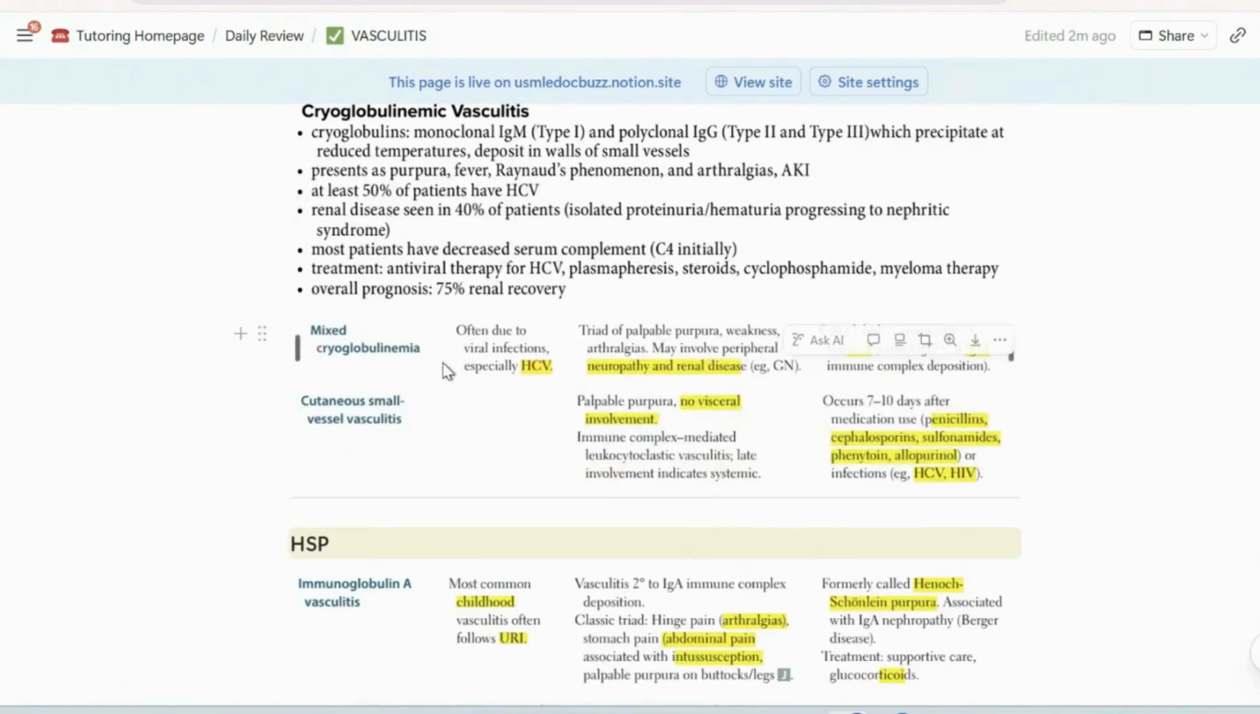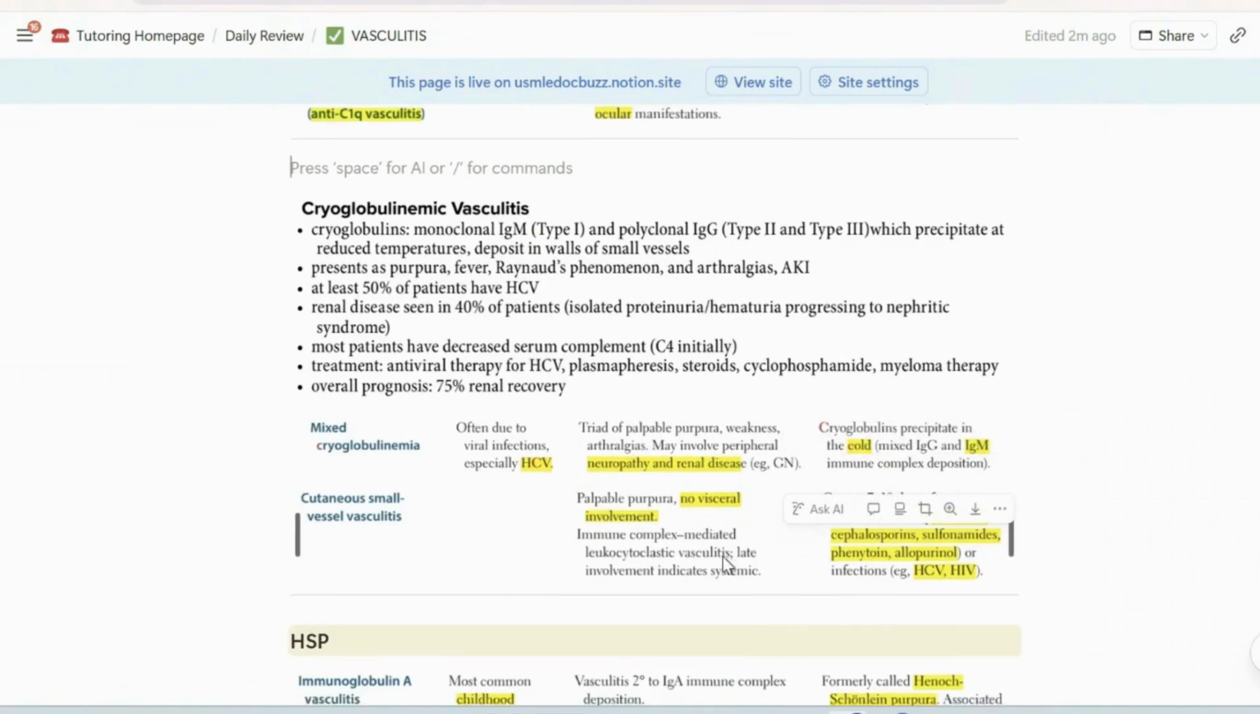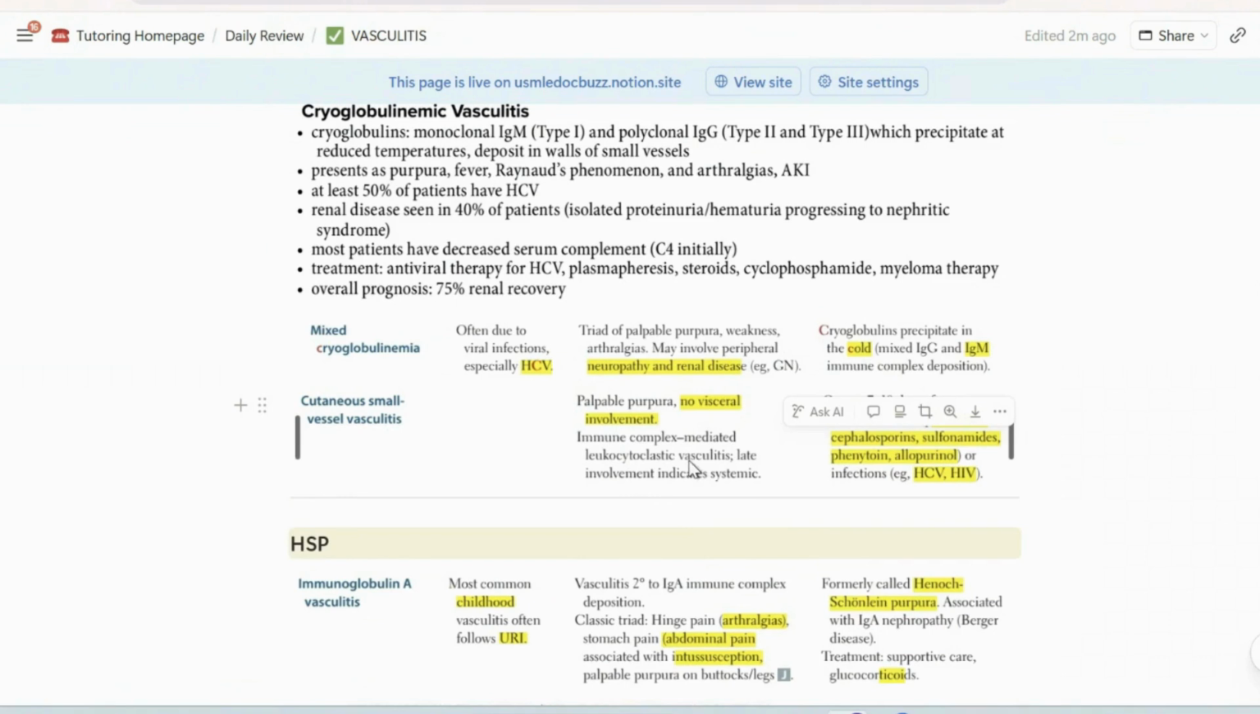Okay. Next comes cutaneous small vessel vasculitis. So it's just on the surface, right? Only skin involvement, right? And it's usually similar to microscopic polyangiitis, right? So you see this leukocytoclastic vasculitis. Okay. Why is it happening? Because of some sort of drug introduction. So usually some antibiotics, phenytoin, allopurinol, or maybe HCV and HIV infection, right? But they're just going to say that there's skin involvement and that's about it.